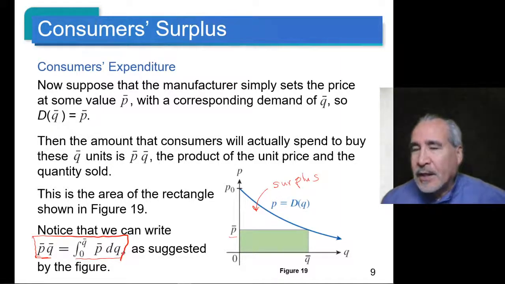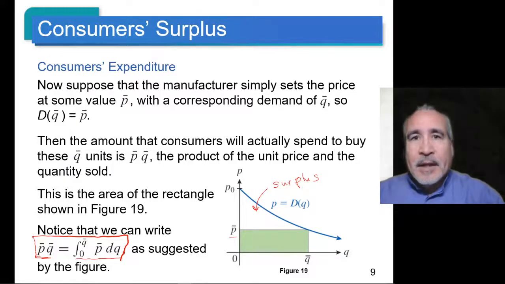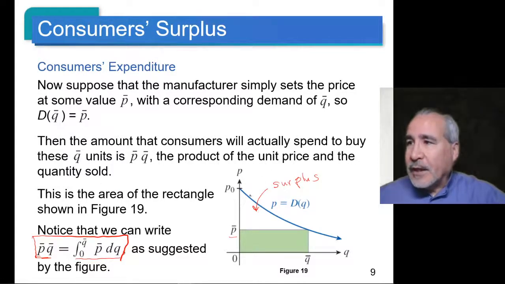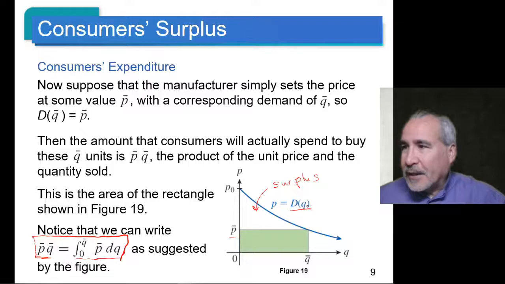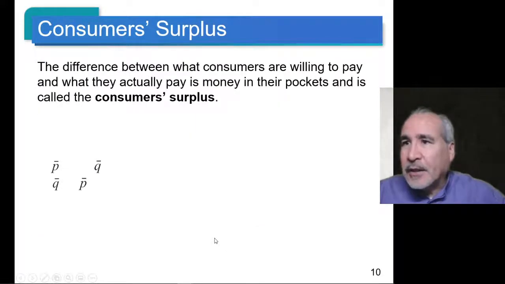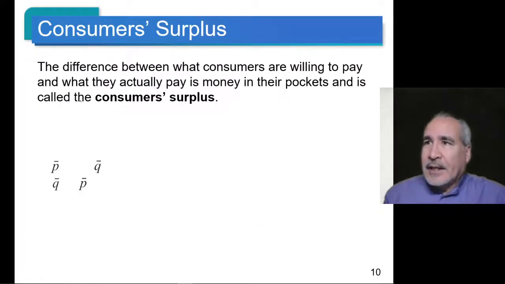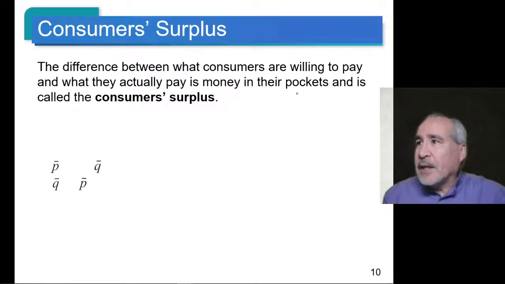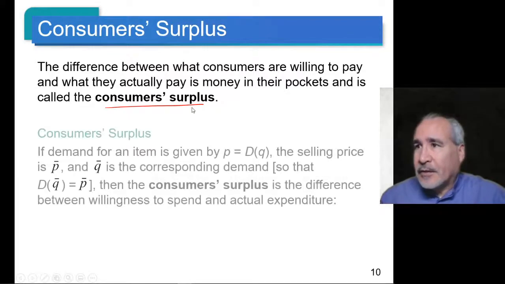But this gets us to the next step that makes this really just a subtraction. We're going to get the area under this curve, and we're going to subtract the area under this curve. So you're going to see it's D of Q minus P bar. It's a pretty simple formula. We took all this time to get here, but that's why the picture really does it for us. And again, this is just words saying what I already said. The difference between what consumers are willing to pay and what they actually pay is money in their pockets. That's the consumer surplus.